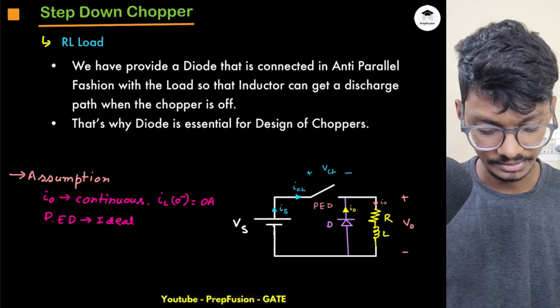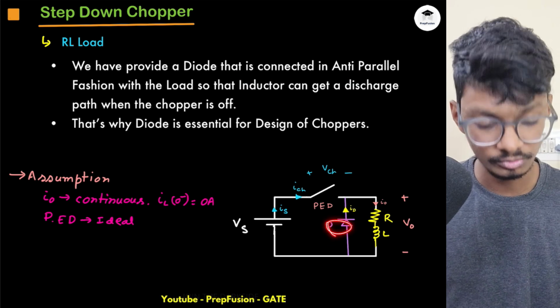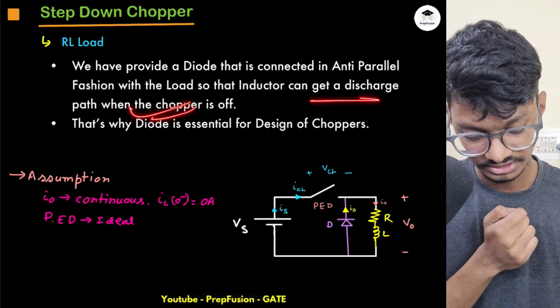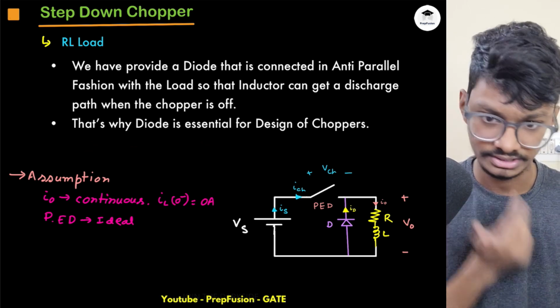So in an RL load, what happens? We connect a diode anti-parallel. It is a freewheeling diode. This diode provides a path when the switch is off, so the inductor gets a discharge path when the switch is off. That's why the diode is essential for the design of choppers.